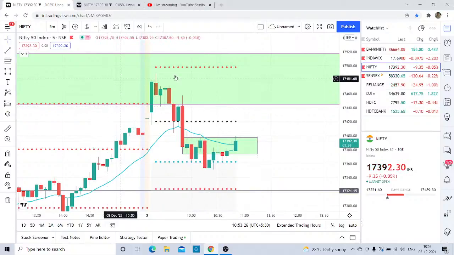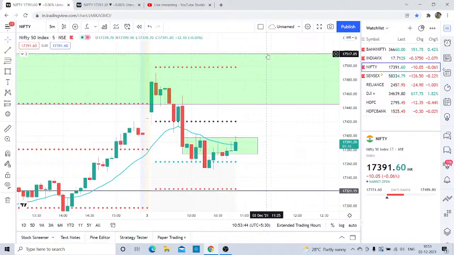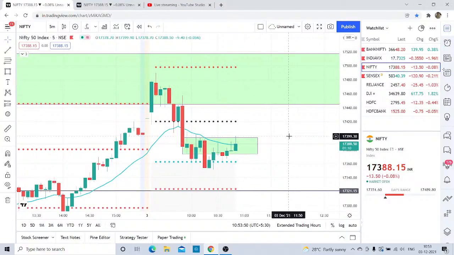This is Virgin CPR. The Virgin CPR also will act as resistance. So this is the first target. Second target would be here. If it enters the CPR, virgin CPR, it has to break this 17,517 to move higher. This is about Nifty.